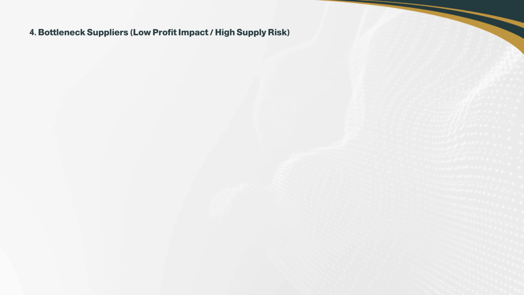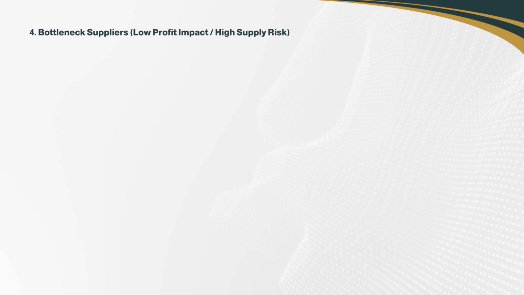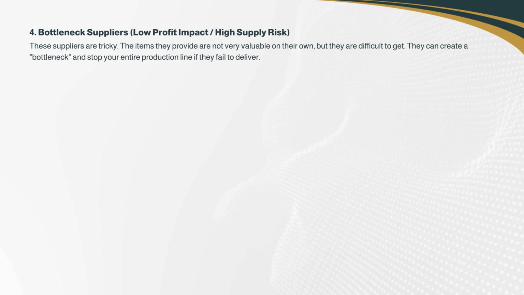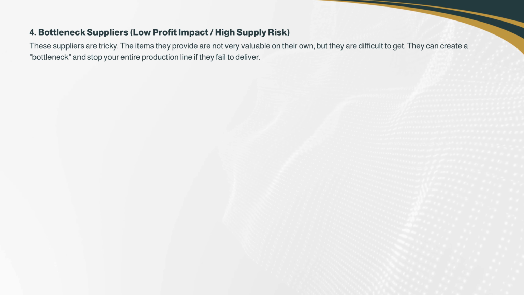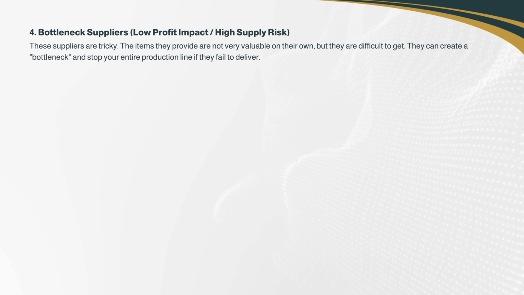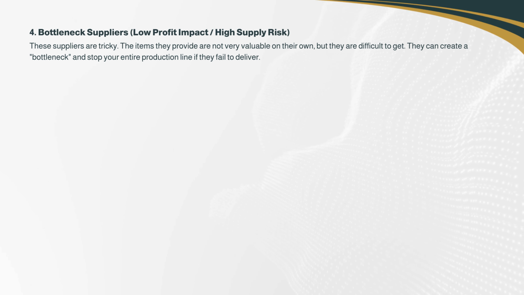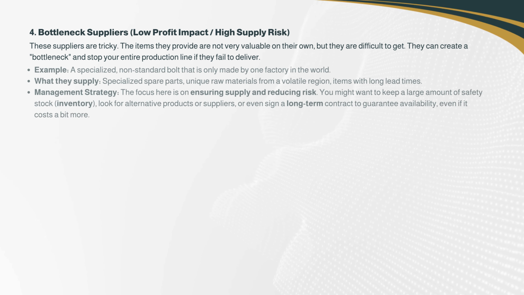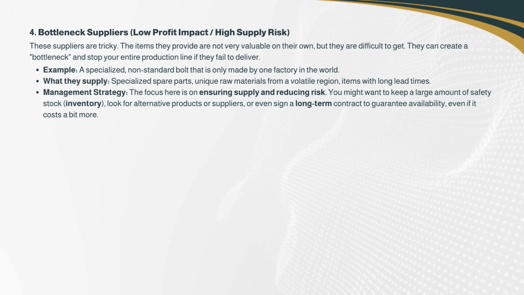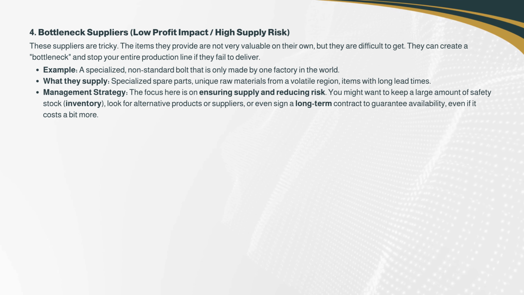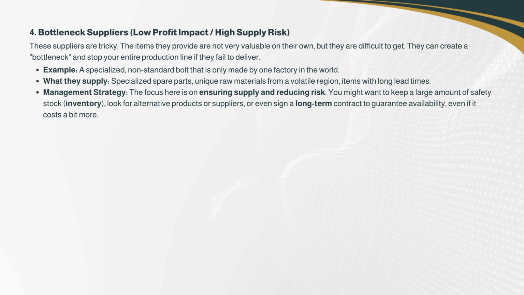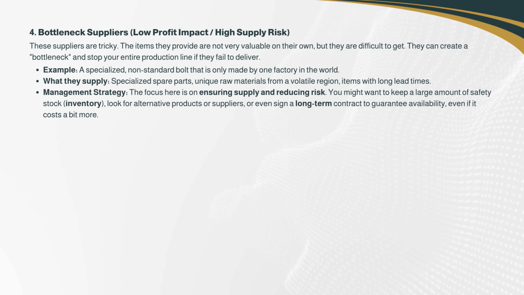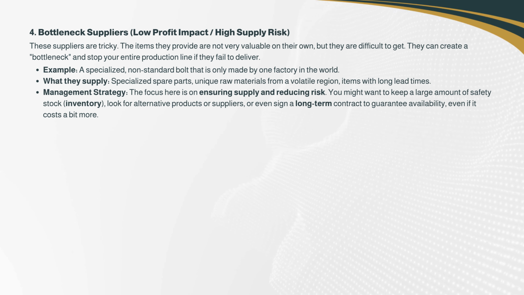4. Bottleneck suppliers: low profit impact, high supply risk. These suppliers are tricky. The items they provide are not very valuable on their own, but they are difficult to get. They can create a bottleneck and stop your entire production line if they fail to deliver. Example: a specialized, non-standard bolt that is only made by one factory in the world. What they supply: specialized spare parts, unique raw materials from a volatile region, items with long lead times.